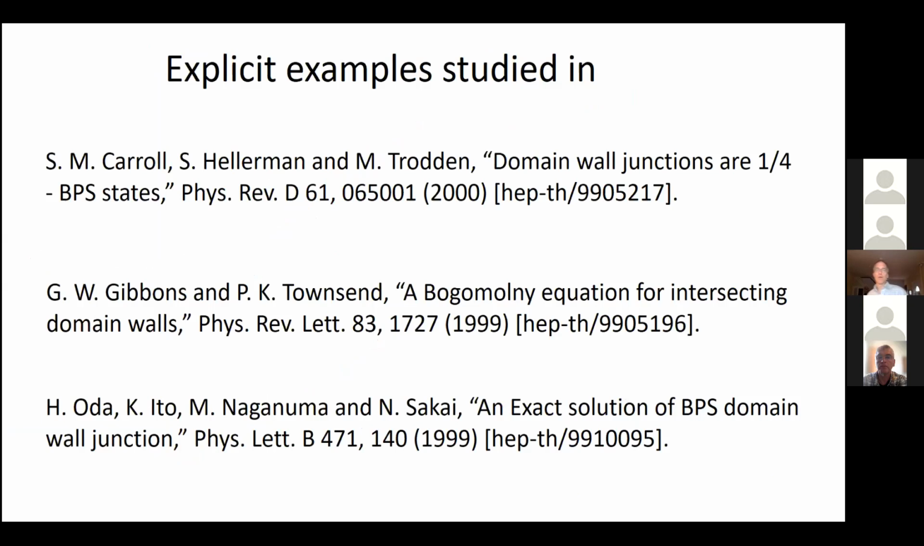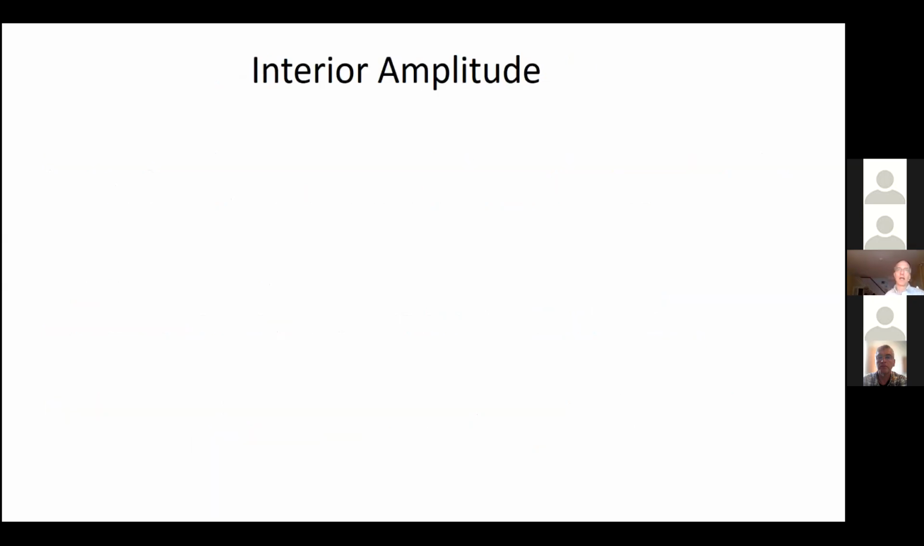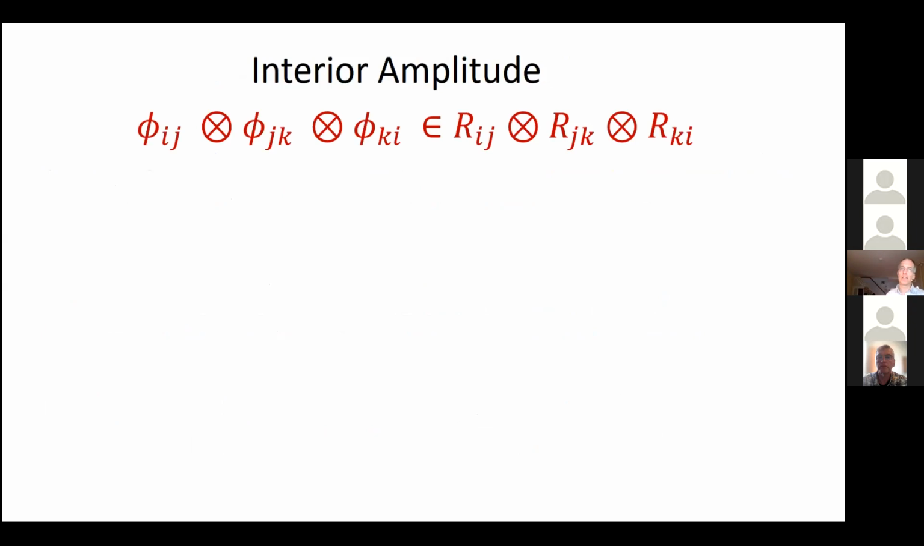And you might be wondering if there really are solutions of this partial differential equation with these strange boundary conditions, and indeed there are. They were actually studied for rather different reasons a little bit over 20 years ago, and they're even exact solutions. So yeah, solutions exist. And so now we can define something called the interior amplitude, where we count them.